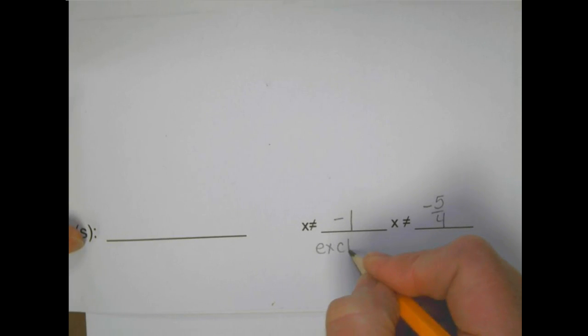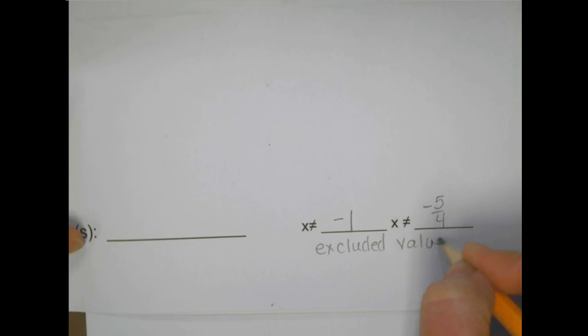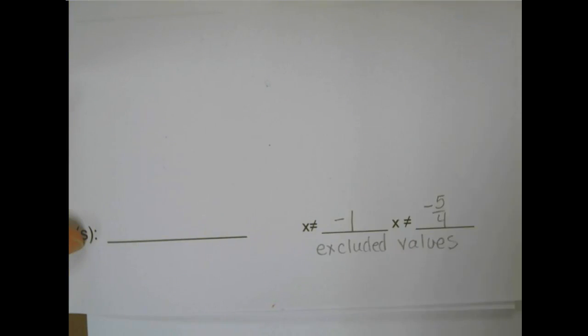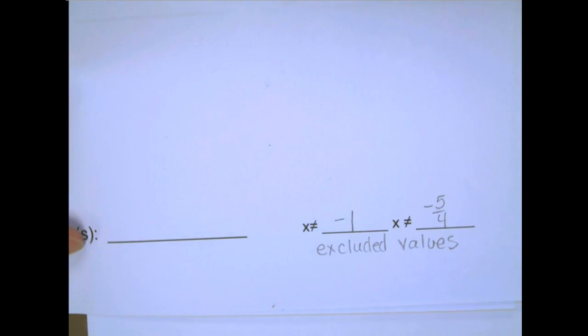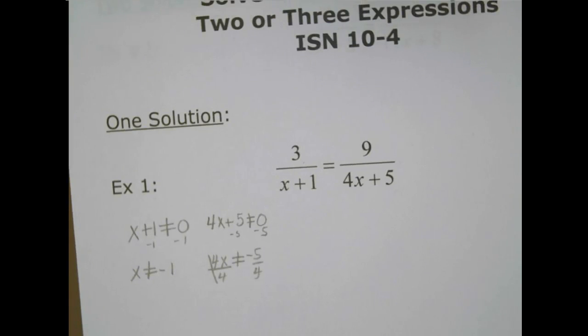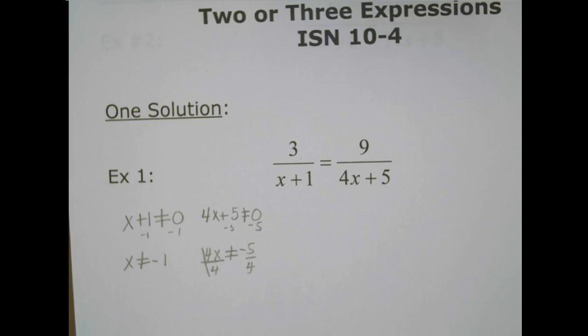We did this before. These are the excluded values. Do you remember talking about excluded values previously? That's what we found here, the excluded values. Okay, now that we know what x is not equal to, how are we going to find out what x is equal to?